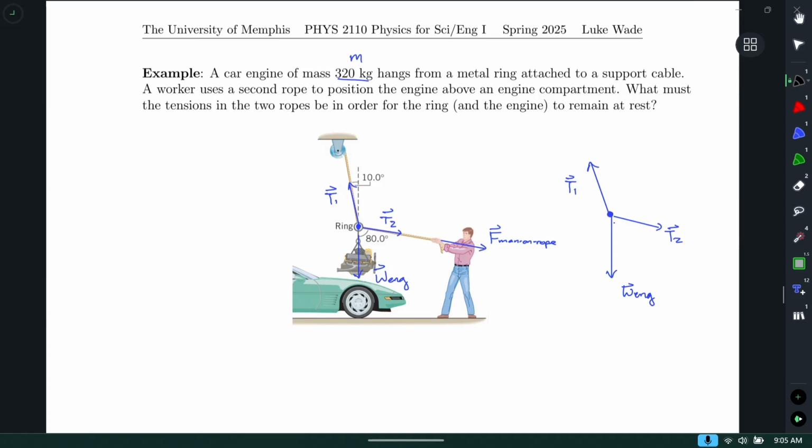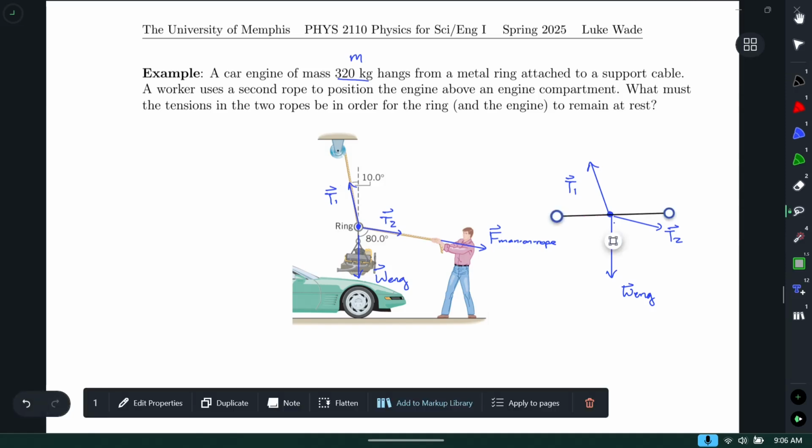On the object? Yeah, in this case, the ring. Is the man pulling on the ring? No, he's pulling on the rope. The rope is pulling on the ring, and we've already accounted for that with T2. So that's the idea that only the forces on the object you're interested in go on your free body diagram, not just any force you can find.